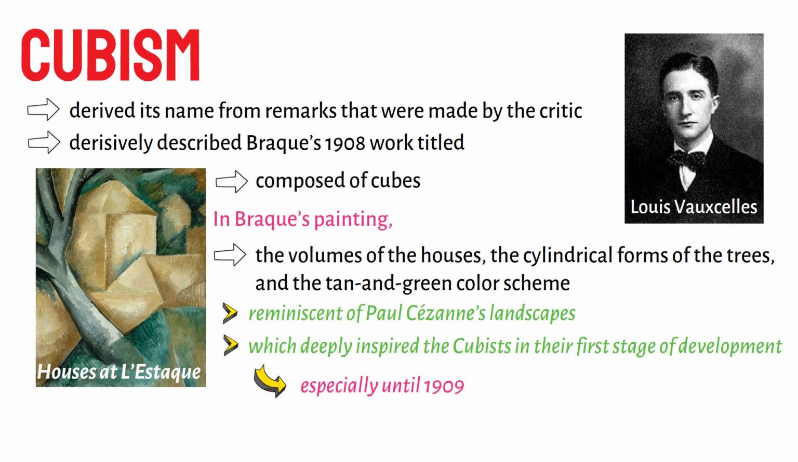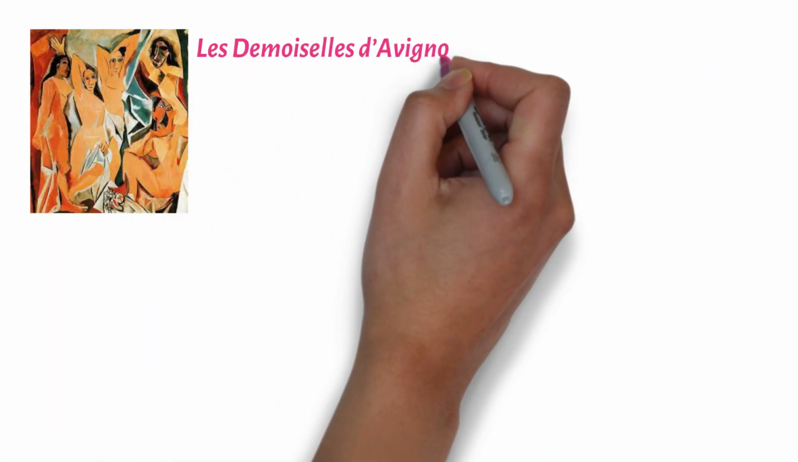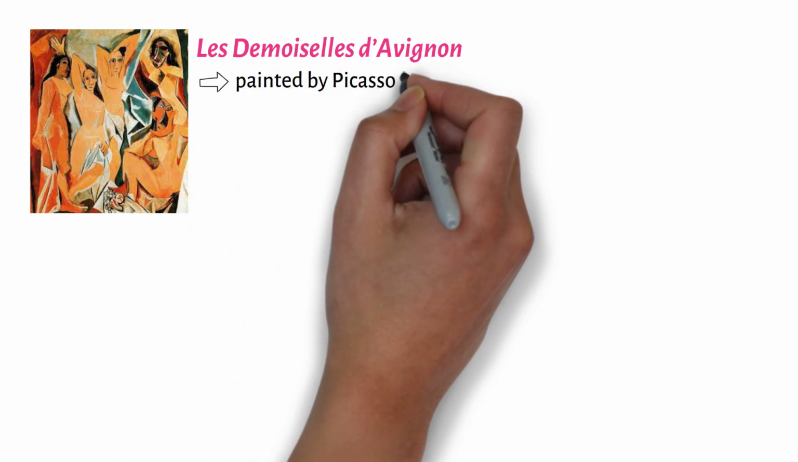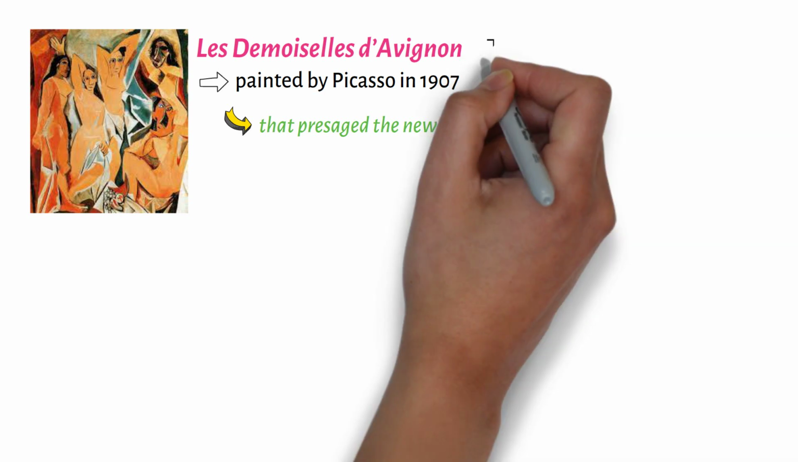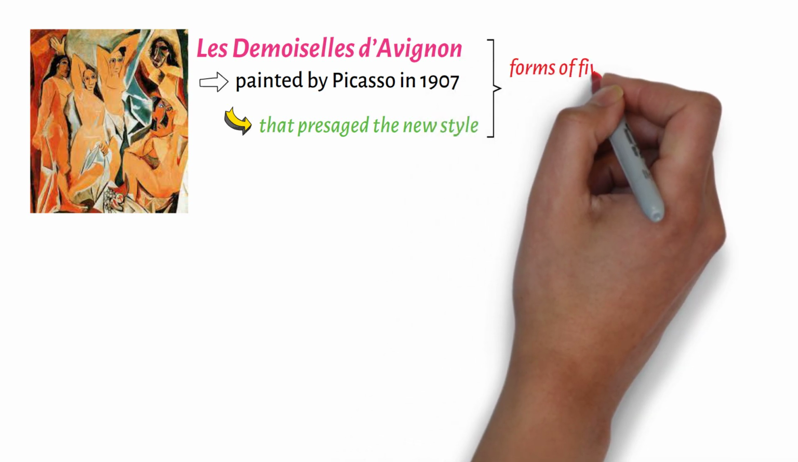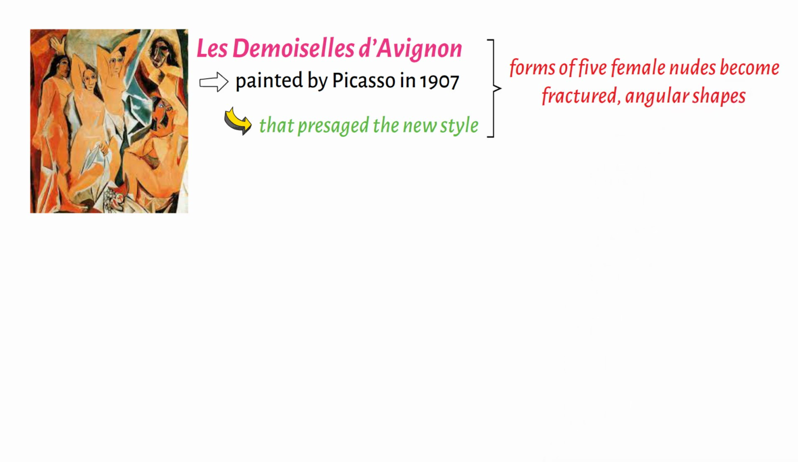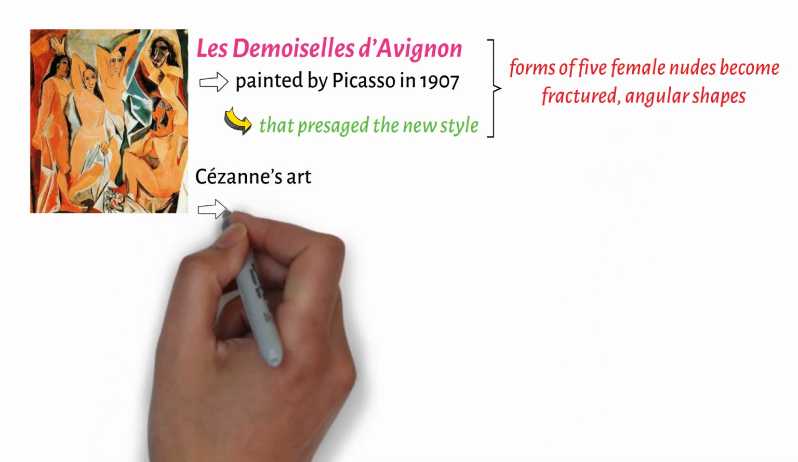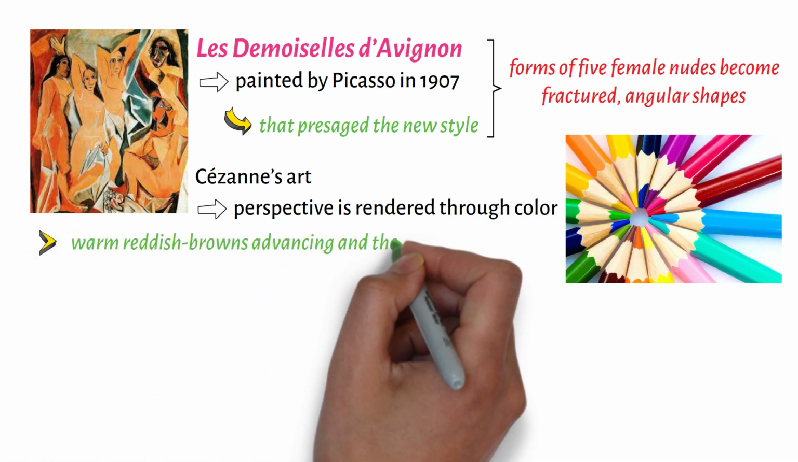1909. It was, however, Les Demoiselles d'Avignon, painted by Picasso in 1907, that presaged the new style. In this work, the forms of 5 female nudes become fractured, angular shapes. As in Cézanne's art, perspective is rendered through color, with the warm reddish browns advancing and the cool blues receding.